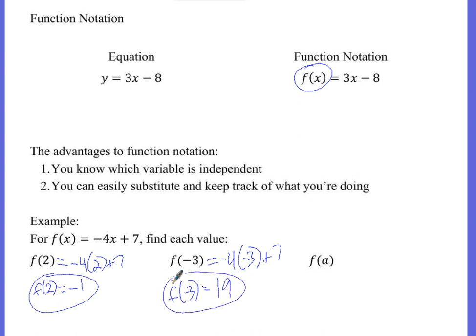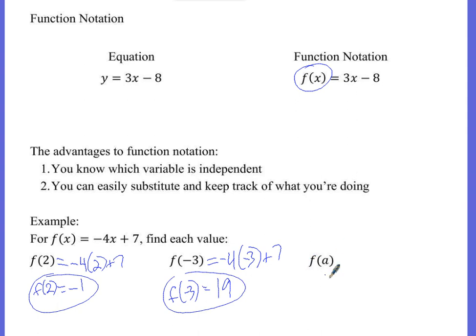So now notice we're using the exact same equation, and we've now plugged in 2 different numbers. We have 2 different answers here. But now if I come back later on, I know exactly what I did to get this answer. I know exactly what I did to get this answer. That's the nice thing about function notation.